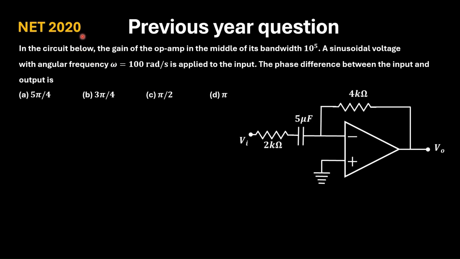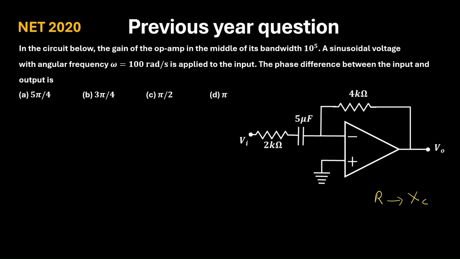This question was asked in CSIR-UGC 2020. Now, compared to the previous circuits which we had discussed, this circuit is different because there is a capacitor here. And in this circuit, a sinusoidal voltage is given as an input with a frequency of 100, and we are told to find the phase difference between the input and the output. Now, whenever a capacitor is there, we have to replace the resistance with the reactance of the capacitor. That's the only trick.